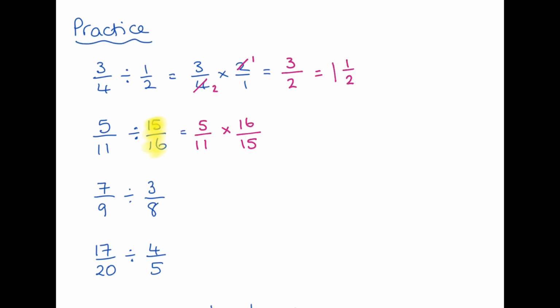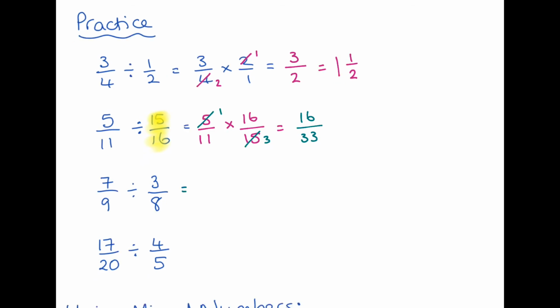So let's have a look at this then. Remember our cancelling across the multiplication sign. So we can see that we've got a 5 on the top and, I'm just changing the colour on my pen, a 15 on the bottom. So both in the 5 times table, so that's one of them and that's 3 of them. So altogether we've got 1 times 16 on the top and 11 times 3 on the bottom. So 16/33. That's not an improper fraction and it won't simplify, so we'll just leave it as it is.